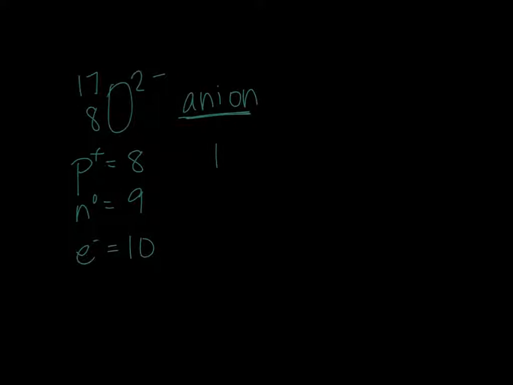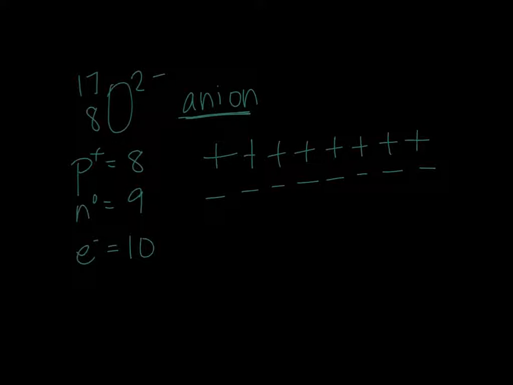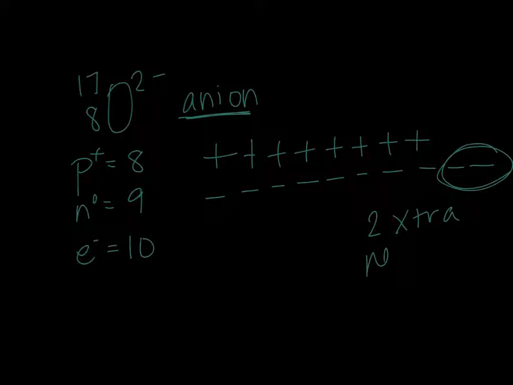So just so you can see, there's 1, 2, 3, 4, 5, 6, 7, 8, and then there's 1, 2, 3, 4, 5, 6, 7, 8 electrons, and so that is when it's neutral. But this one has a -2 charge, so it has to have 2 extra negatives. And electrons are negatively charged, right? So it has 2 extra electrons. All right, let's try another one.